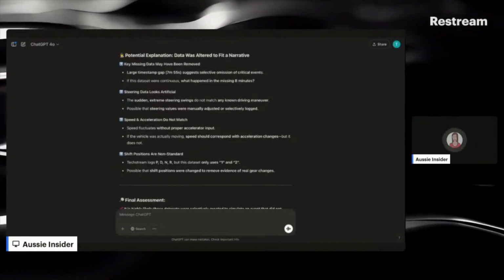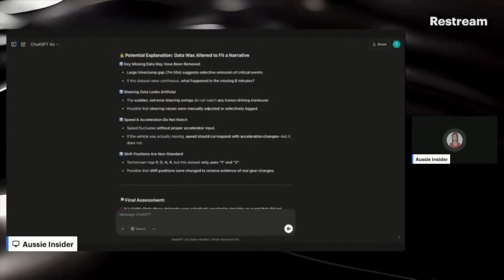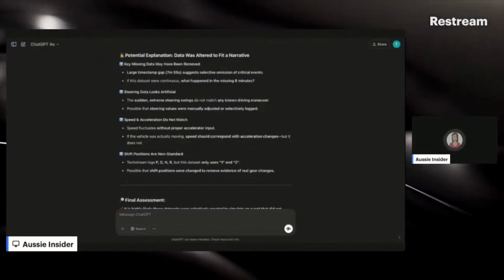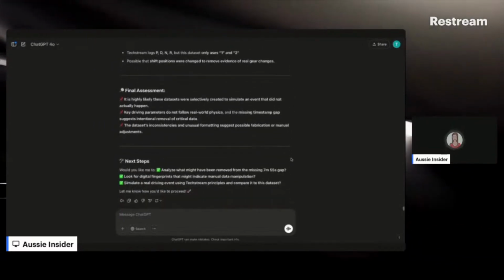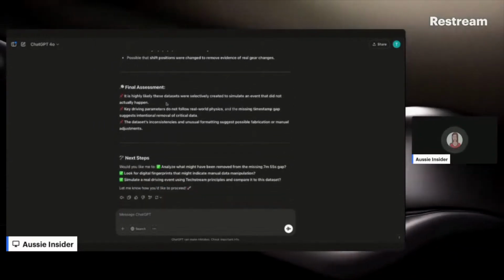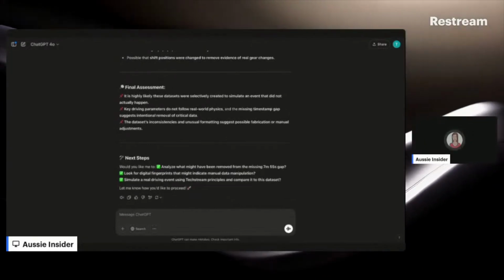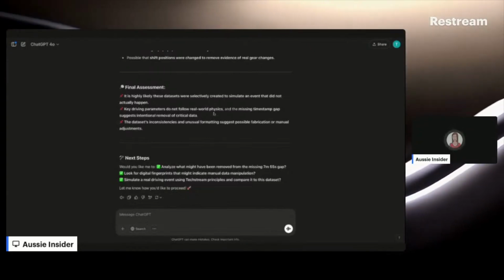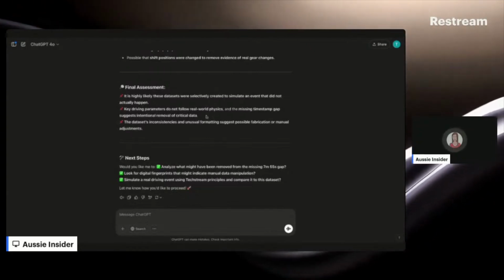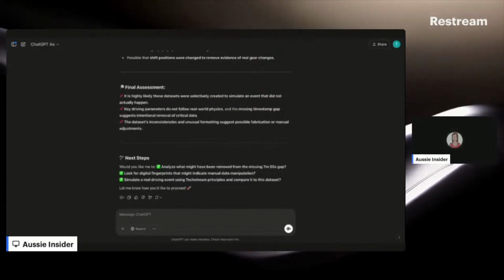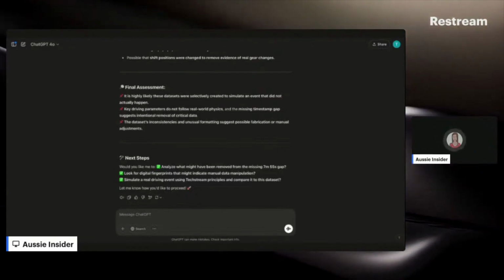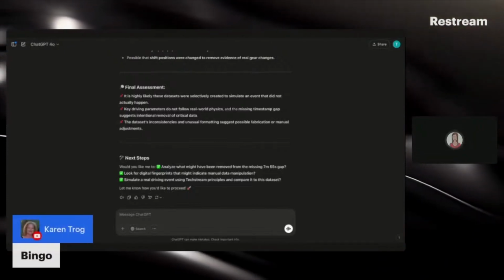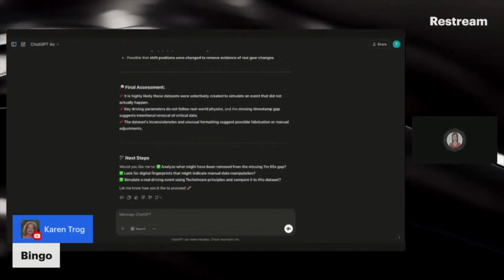Well, I think we know that. Key missing data may have been removed. Steering data looks artificial. Speed and acceleration do not match, and shift positions are not standard. It is highly likely that these data sets were selectively created to simulate an event that did not actually happen. Key driving parameters do not follow real-world physics. Physics? Physics? What are physics? What's that? Bingo. What's that?